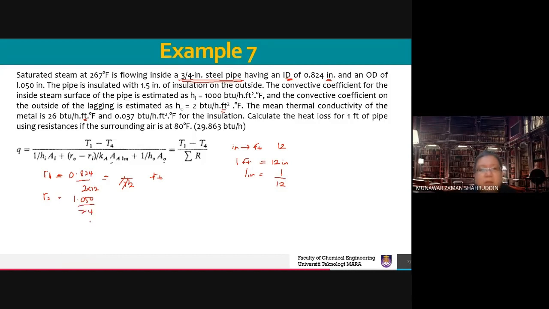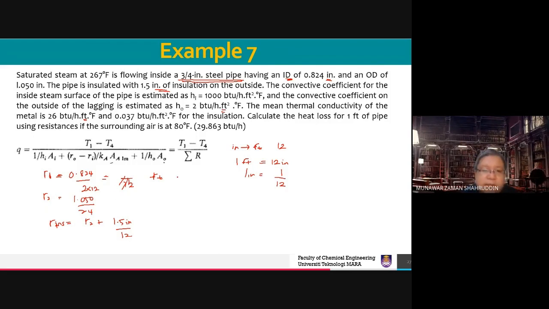And then the pipe is insulated with 1.5 inch of insulation outside. So for R insulation, you take R2 plus 1.5 inch divided by 12. For this one, don't divide by 2, because it is thickness, so you don't have to divide by 2.